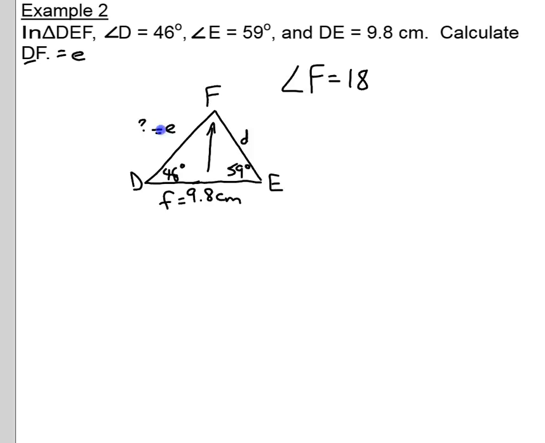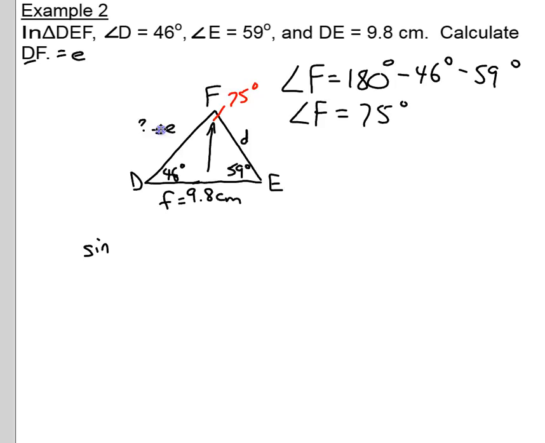It's going to be 180 subtract the other two. They total 105, so we'll have 75 degrees left in our triangle, so that would be angle F. So we can label that in there. And at this point, we can write the sine law for our formula, matching the triangle.